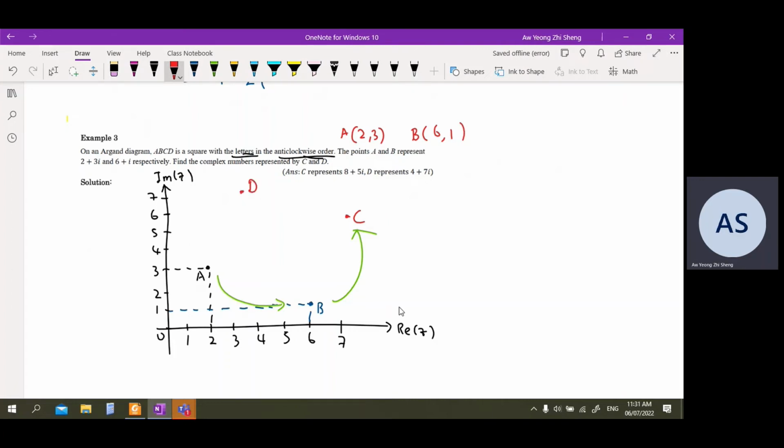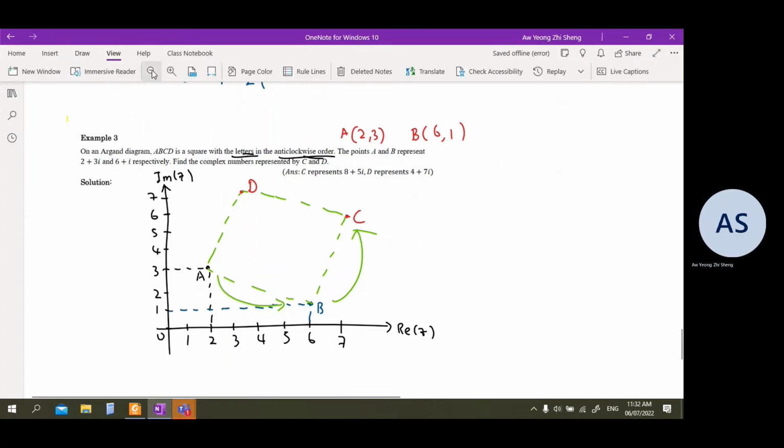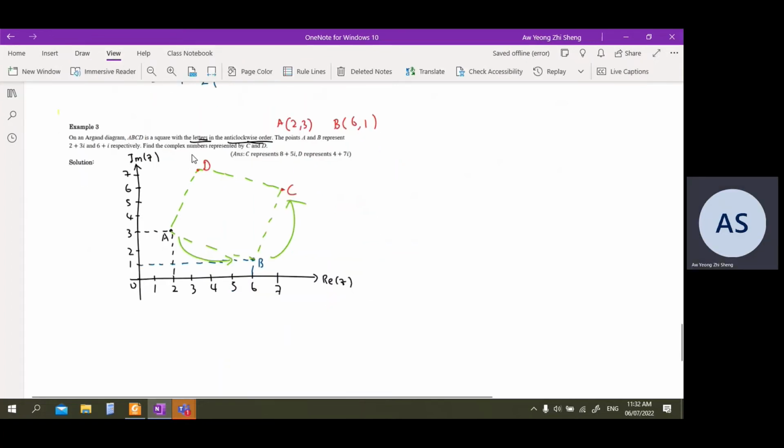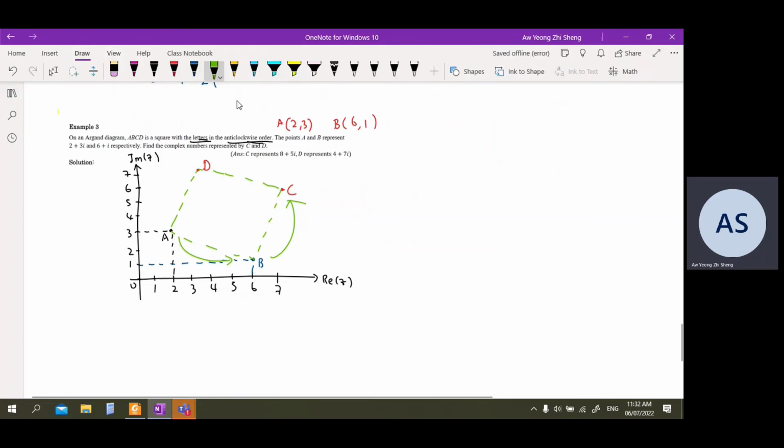At this stage, I'm still not sure, but anyway, at least now we roughly know where C and D are located with respect to A and B. Okay, find the complex numbers represented by C and D. The question wants us to find that. That means once we are able to find the coordinates of C and D, we will be able to get the complex numbers represented by C and D.